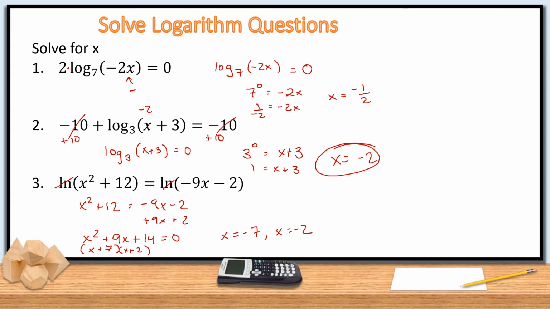And we just check both of these to see, is it a realistic thing for both sides? So minus 7 squared is 49 plus 12. That's going to be a positive number. And then 9 times minus 7 is positive 63, minus 2 is 61. Still working out there. And then minus 2 squared, fine. Plus 18 minus 2 is 16. So it's still going to work out as positive numbers. So happy with both of those.